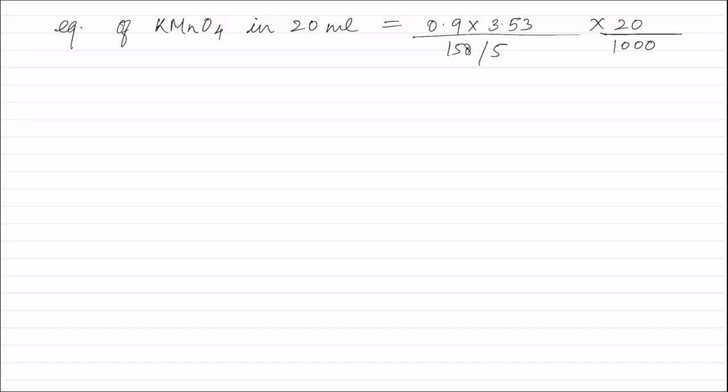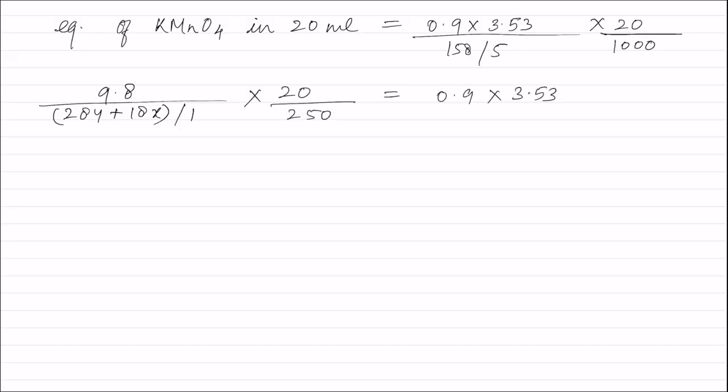Now equivalents of FeSO4·(NH4)2SO4·xH2O will be equal to equivalents of KMnO4. Therefore, we can write 9.8 divided by (284 + 18x) by 1 into 20 divided by 250 is equal to 0.9 into 3.53 divided by 158 by 5 into 20 by 1000. Solving this equation, the value of x is equal to 6.